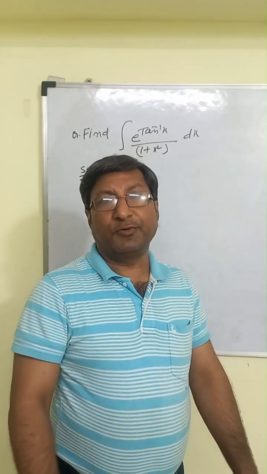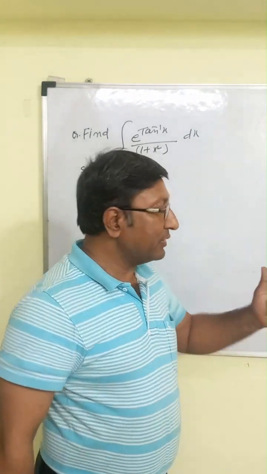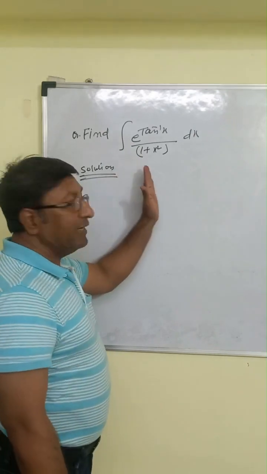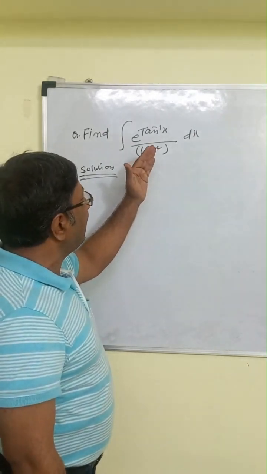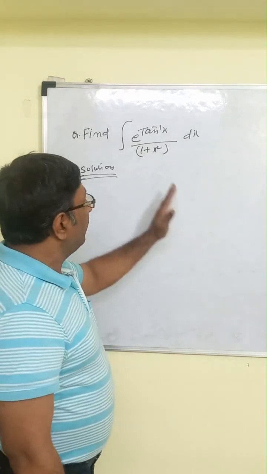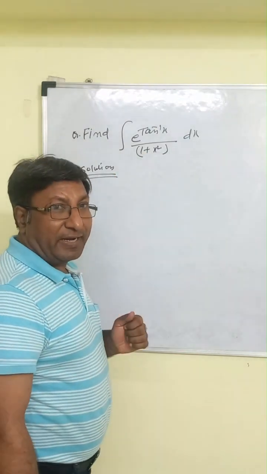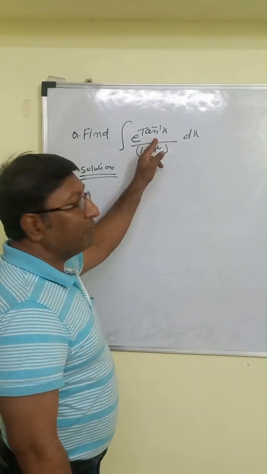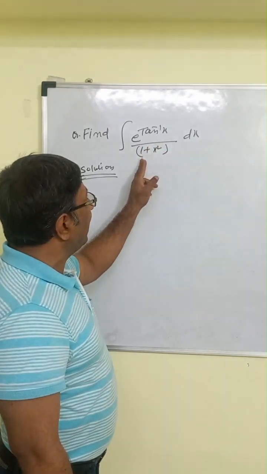Most important question of integration. Let us see the question. Find the integration of e to the power tan inverse x upon 1 plus x square dx. For this type of question, the simple technique is what you know well. The derivative of tan inverse x is 1 by 1 plus x square.